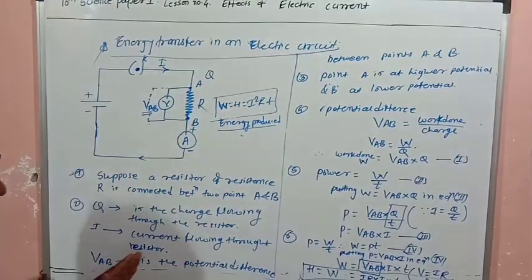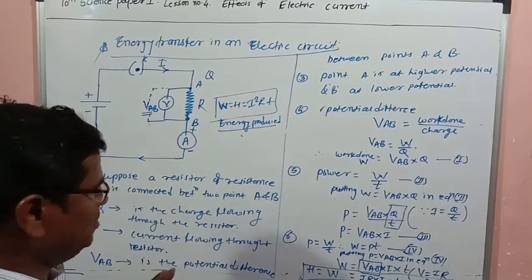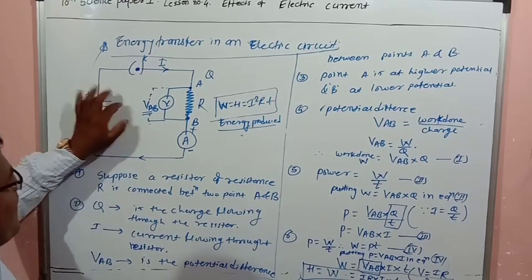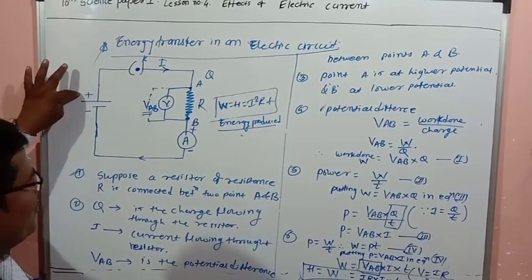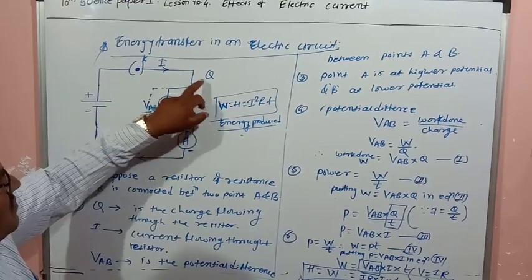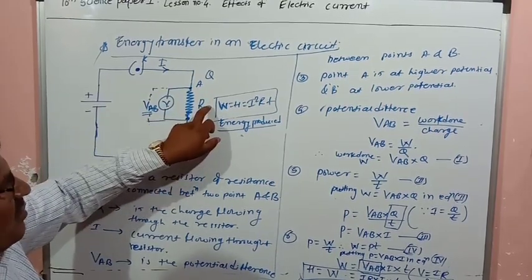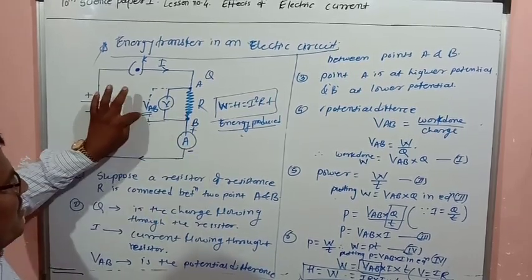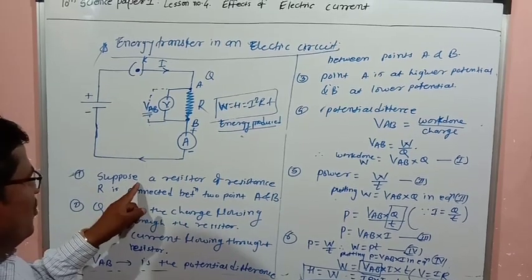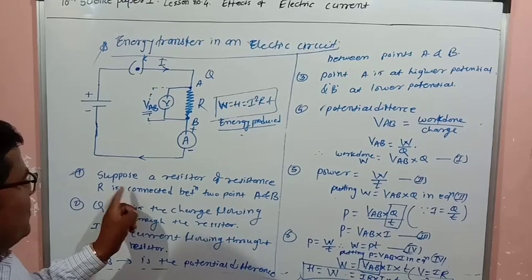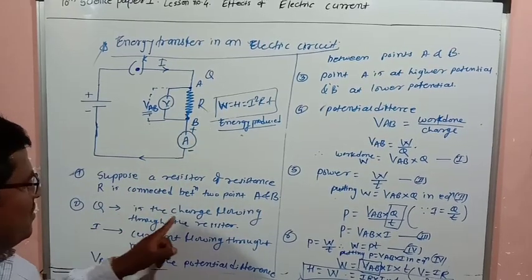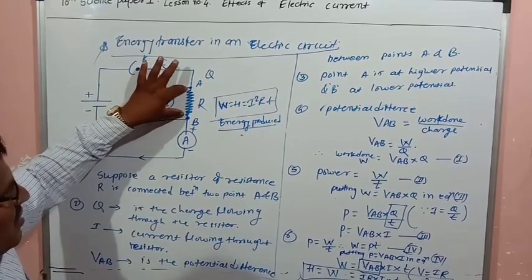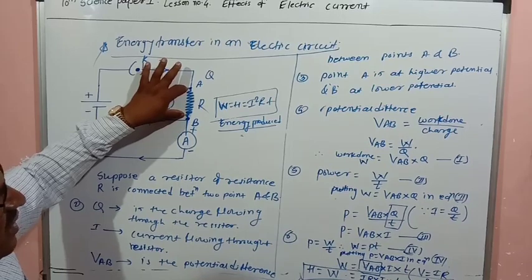So one more time we'll see this equation. One thing is clear here: a battery or cell is there, then a key, then in between A and B, a resistor of resistance R is connected. V is the voltmeter, A is the ammeter, VAB is the potential difference, and we are connecting a resistor of resistance R between points A and B. Q is the charge flowing through the resistor, I is the current flowing through the resistor, VAB is the potential difference between the two points A and B.